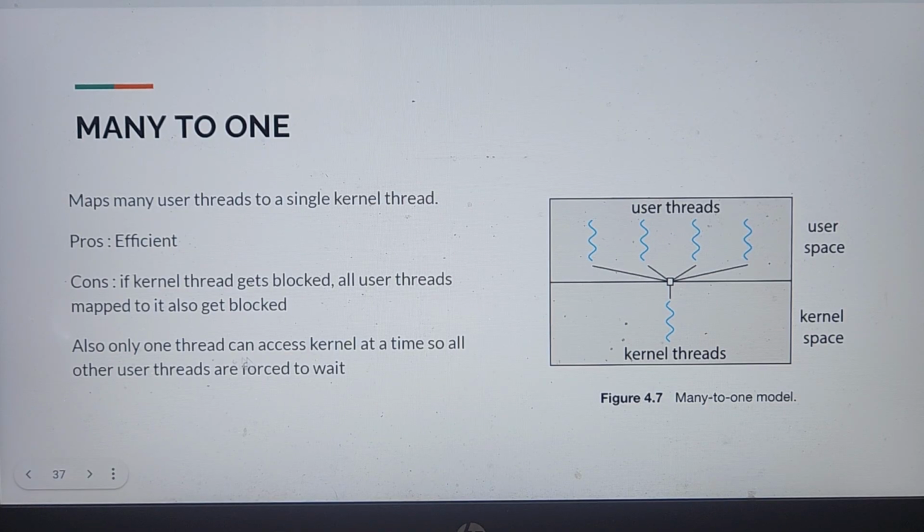Also, only one user thread can access the kernel at a time. So all the others are forced to wait. So let me recap what is happening here. We know a user thread needs the help of a kernel thread to execute in some situations.